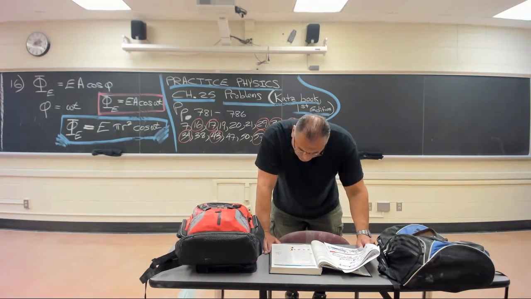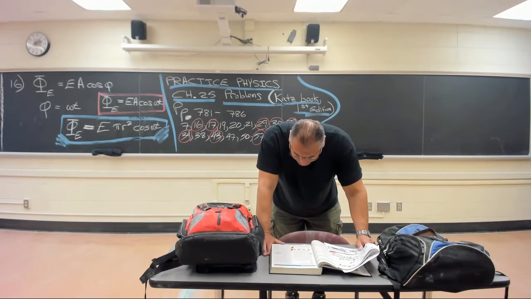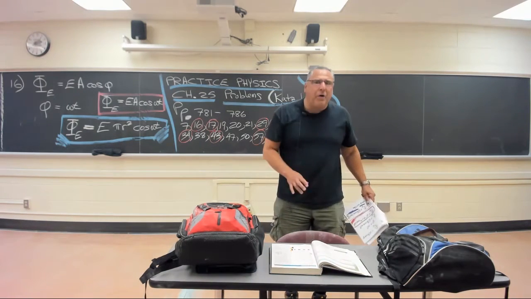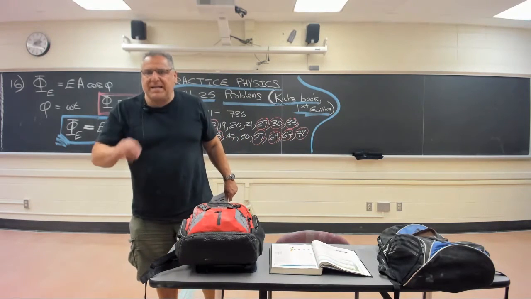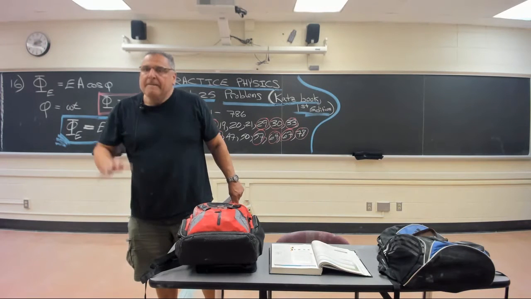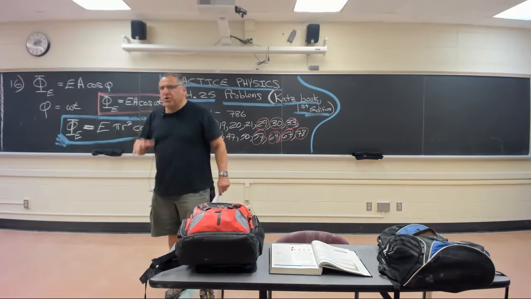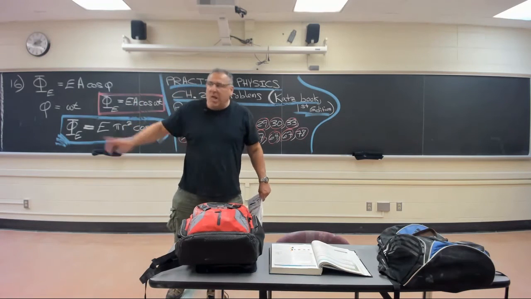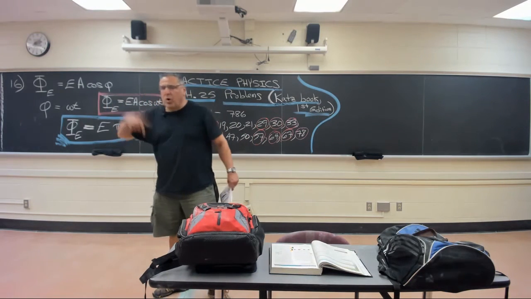With the one that we just did for problem 16, initially the electric flux through the loop is at its maximum value. Its maximum value was E vector dot A vector, E times A times the cosine of 0, which was E times A. So you started out that way. At time t equals 0, the initial value was these guys lined up in such a way that the E vector and A vector were collinear.